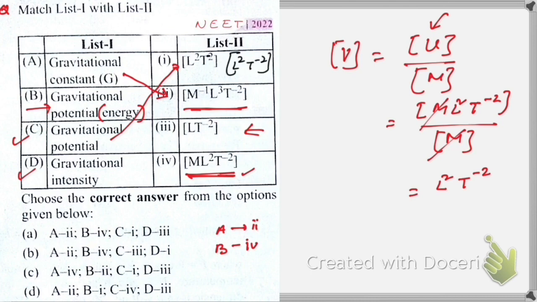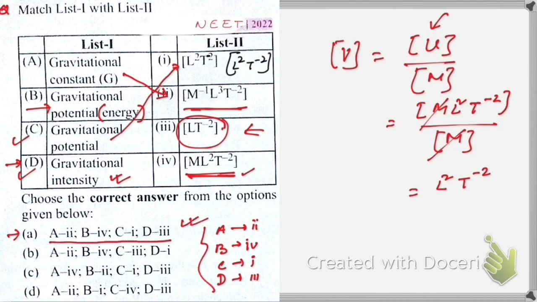So here we have got C matching with 1. And we have left only D, that is intensity, that must be this one, L t to the power minus 2, number 3. So option A contains all these four results. So this is the correct answer. Hope you have understood this. Now let's move on to the next question.